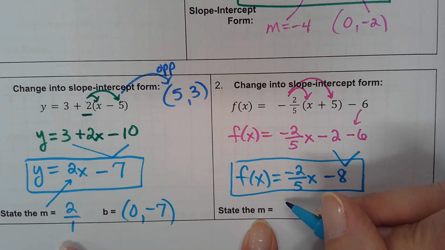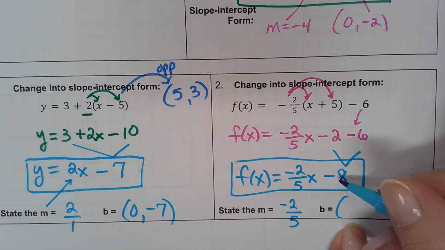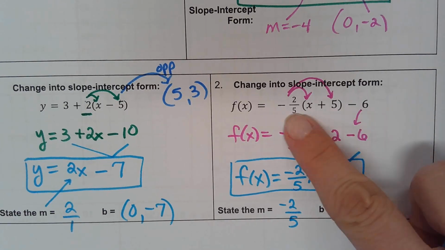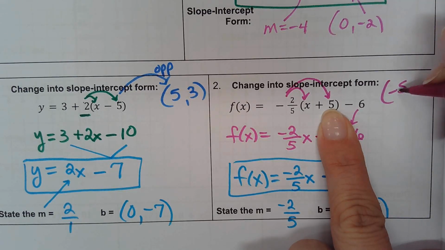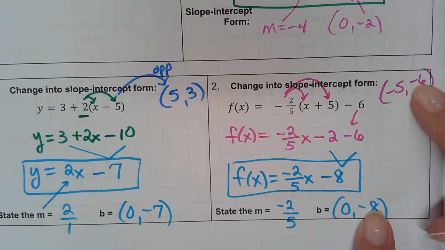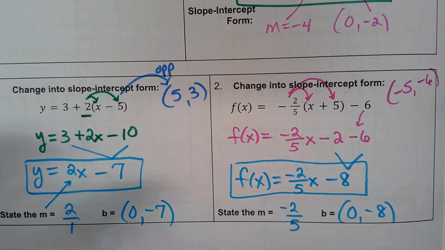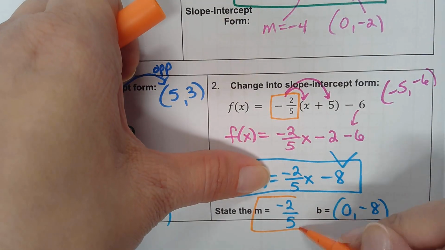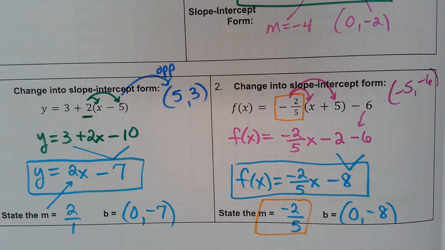So the slope is in front of x, -2/5. And the y-intercept point is 0, -8. If I look at this longer equation here, the point would have been -5, because it's opposite, -6. But now the point is the y-intercept point. I also want you to notice something here. The slope in the beginning of the equation is the same as the end of the equation. The slope does not change. We're just using a different point.